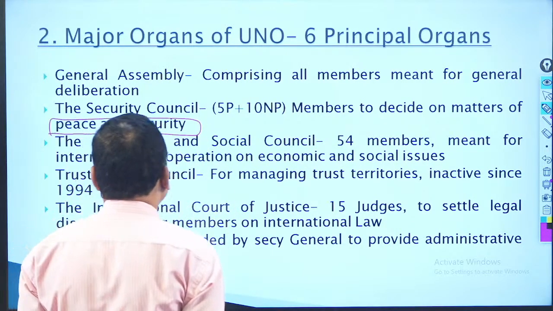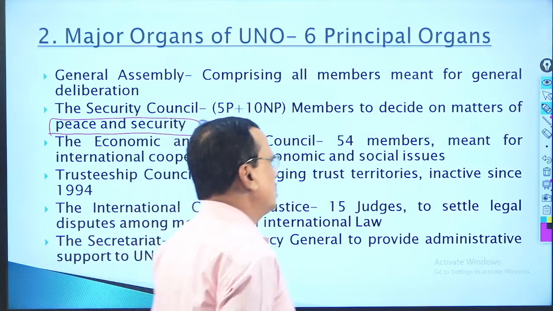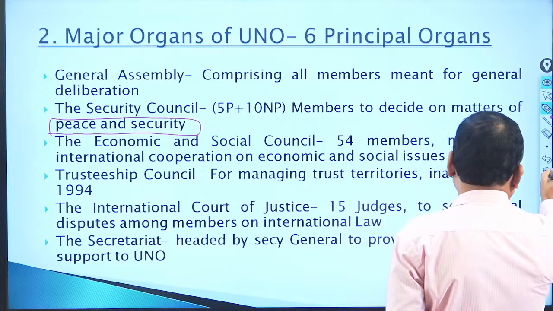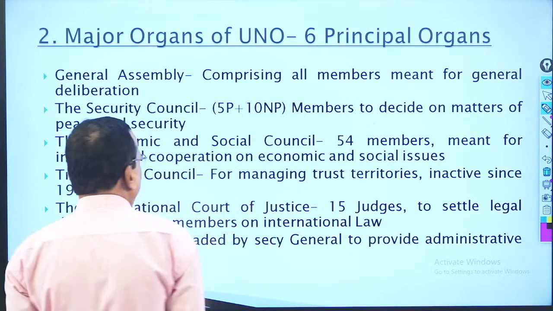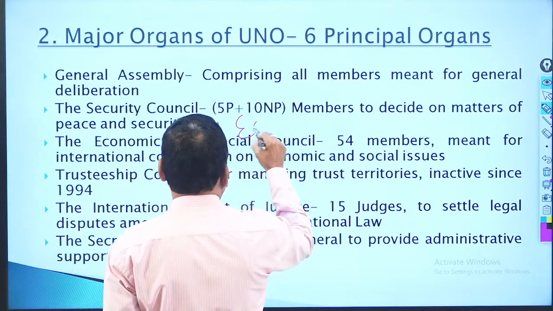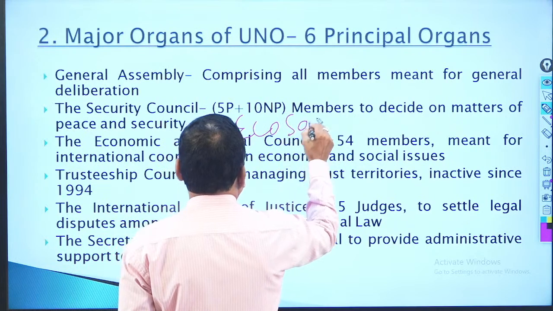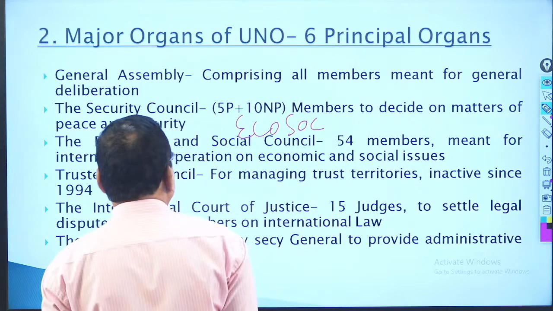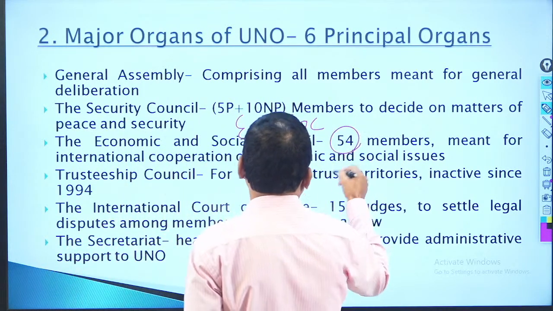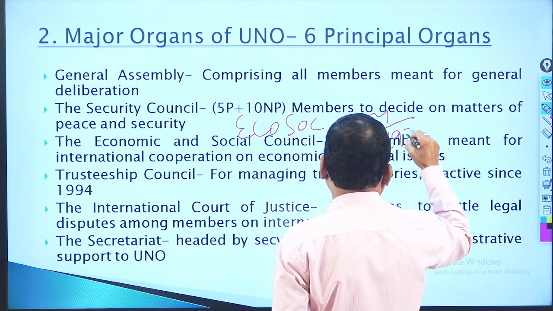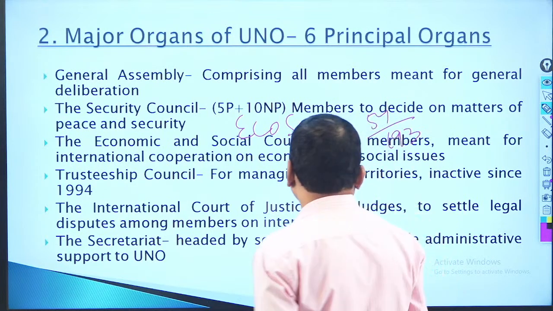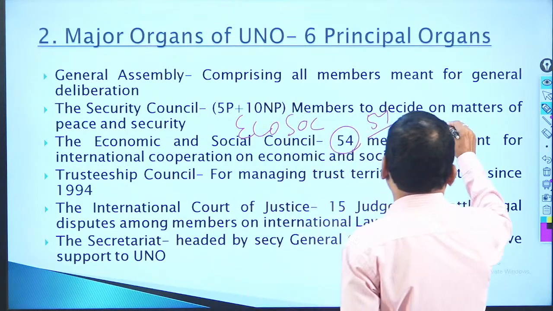Fine. Then the third one among the major organs is the Economic and Social Council, which in short form is called ECOSOC. ECOSOC. Fine. It is a 54 member body, means 54 out of 193 are elected to this for a 3-year term.